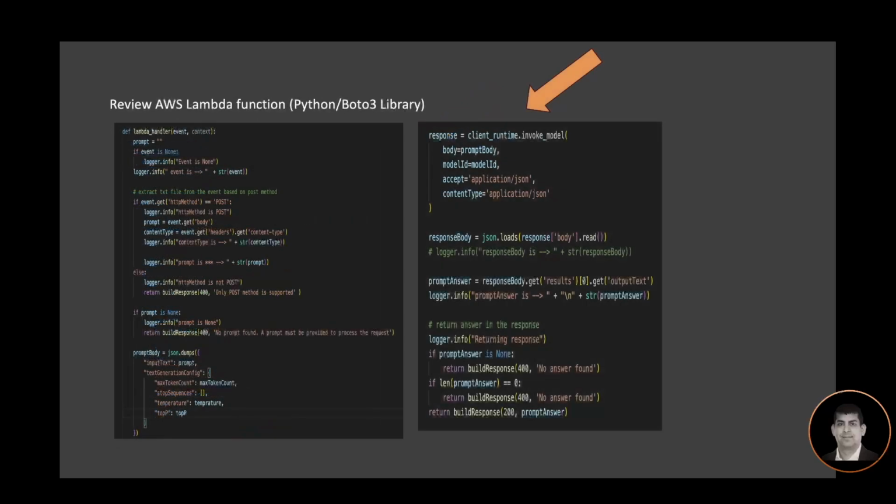Let's look at our Lambda function itself. The Lambda function is checking for the post method, and if my request is not a post, then a message will be returned that only the post method is required. And then I will look for the prompt. Based on the prompt and the other variables, a prompt body will be built, which I'm using along with the model ID to invoke the Bedrock API and get the response. Once a response is received, I'm extracting the output and passing it back to the API as a successful response.